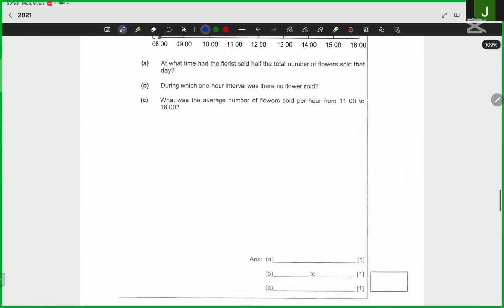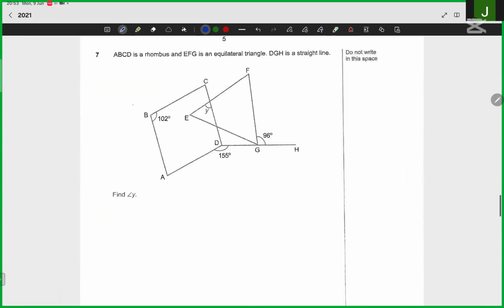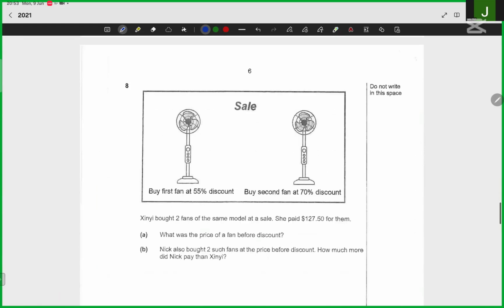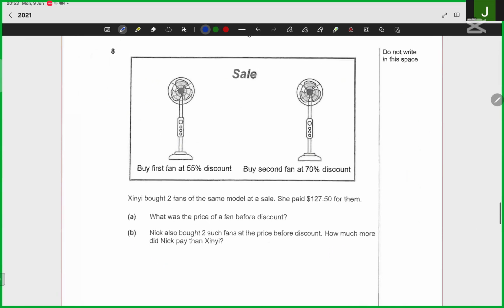Okay, question 6 is nothing much. I don't want to go through. Question 7, angles, you are good with it. I don't want to go through. Okay, let's go through question 8, percentage.